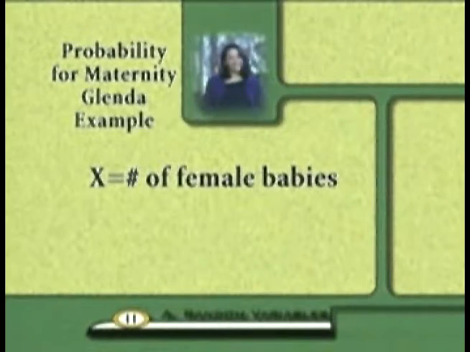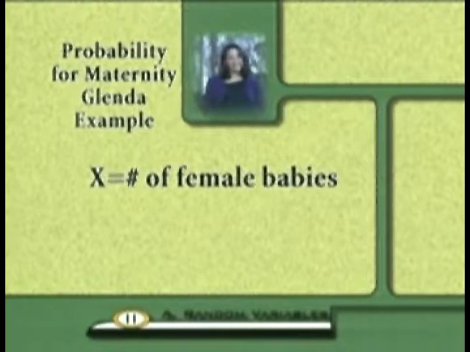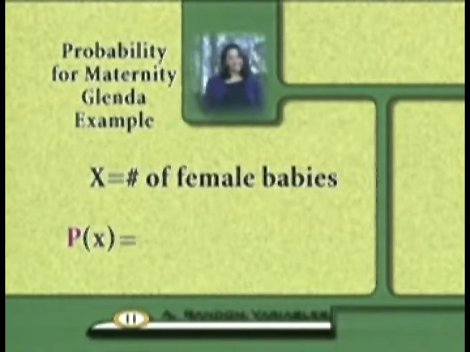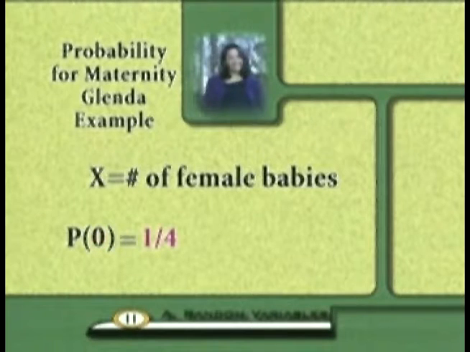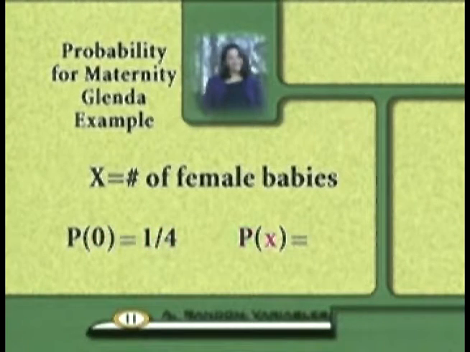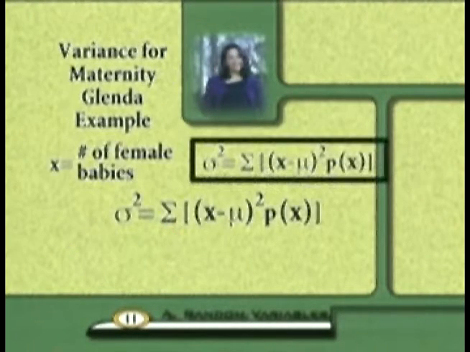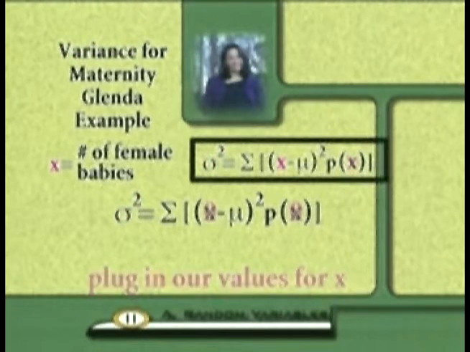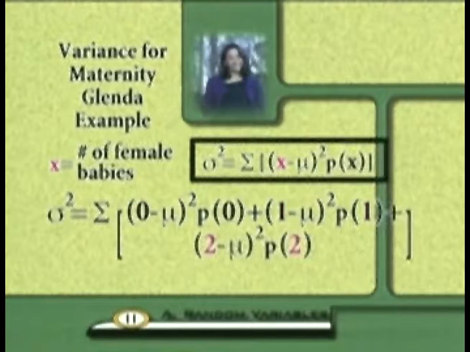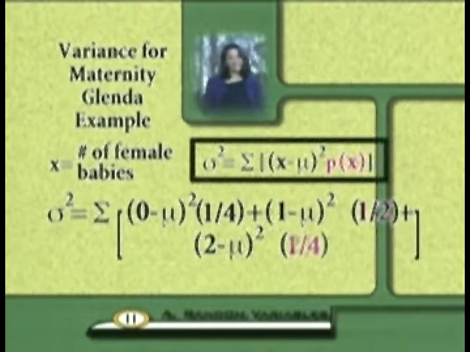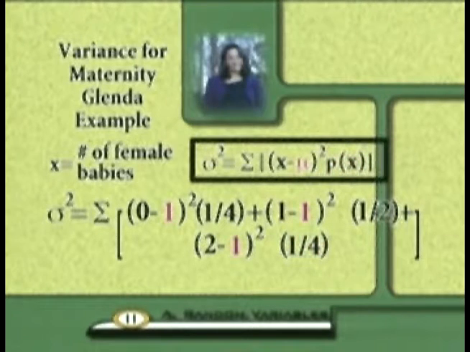Let's take a look using Maternity Glenda. Here are the probability values we found for our Maternity Glenda example. The probability of x equaling 0 is 1/4. The probability of x equaling 1 is 1/2. And the probability of x equaling 2 is 1/4. To find the variance, the first thing we want to do is plug in our values for x, 0, 1, and 2, the corresponding probabilities, 1/4, 1/2, and 1/4, and the mean, 1.